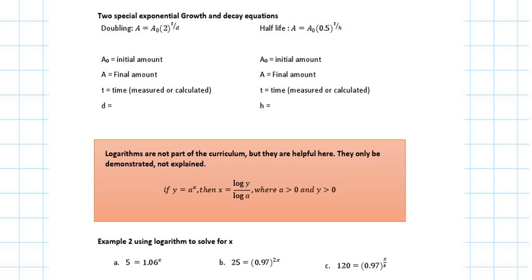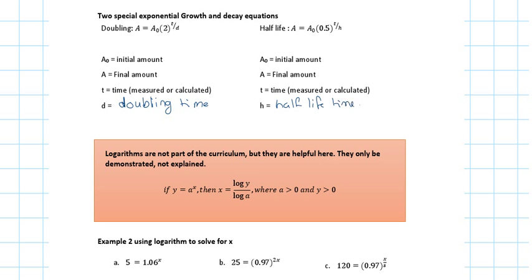So I've already talked about these two special exponential growth and decay equations, right? And we've already defined all these terms, so I don't need to recap this. But all I want to remind you guys is that D is your doubling time and H is your half-life time.